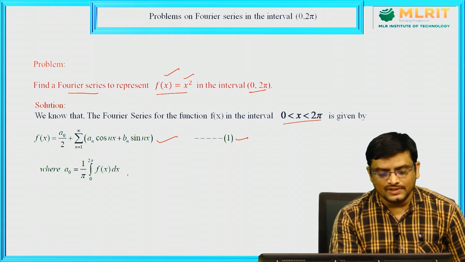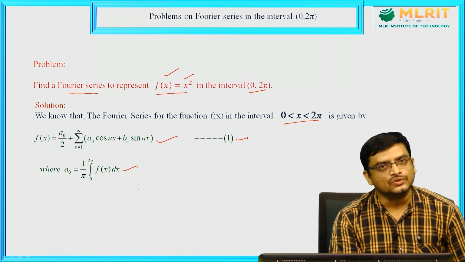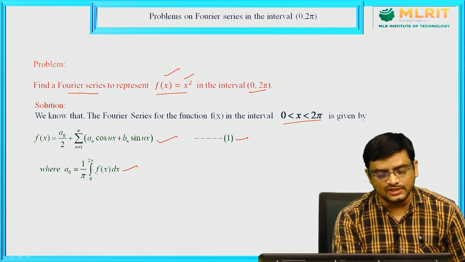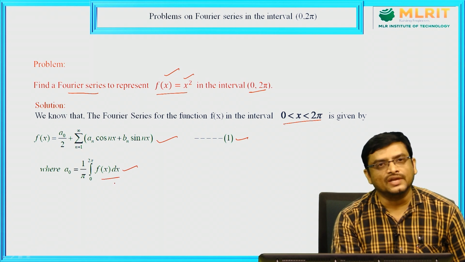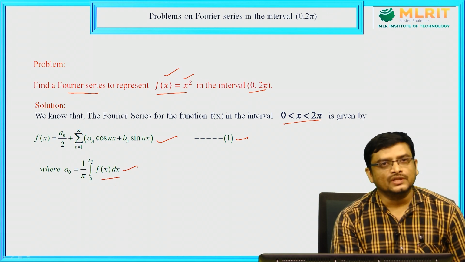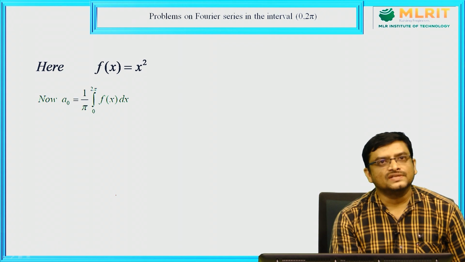So now we will see, we have the standard formula to find out the a naught in the interval 0 comma 2 pi. Use that formula. a naught is equal to 1 by pi integral 0 to 2 pi f of x into dx. Now we know the value of f of x, substitute that f of x is equal to x square here. So in that I have taken this. Now f of x is equal to x square.